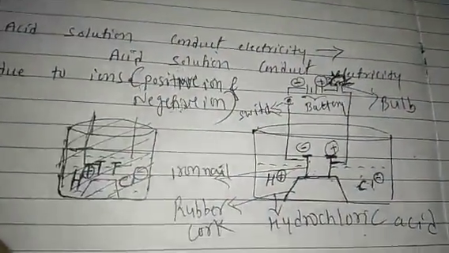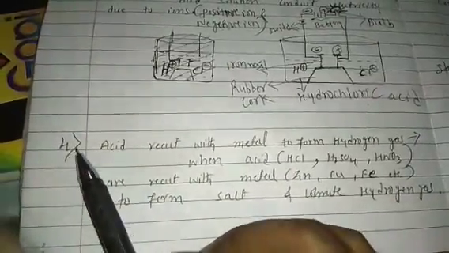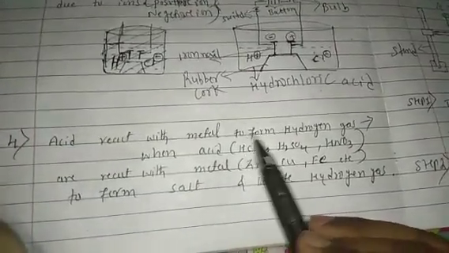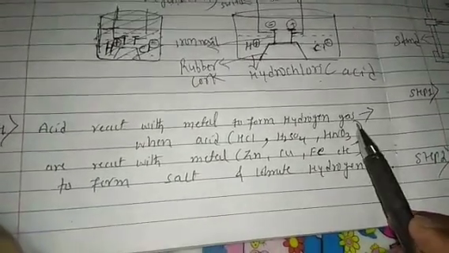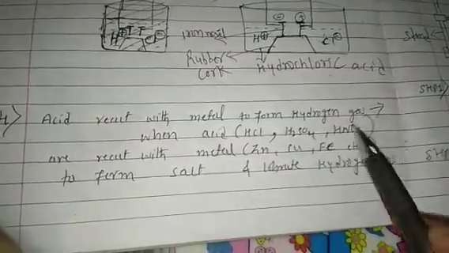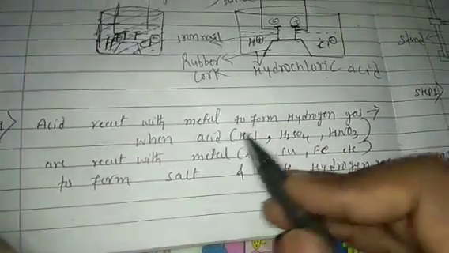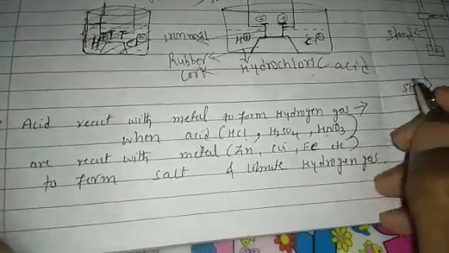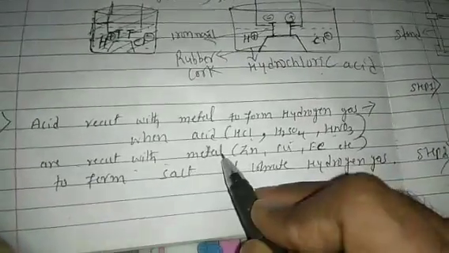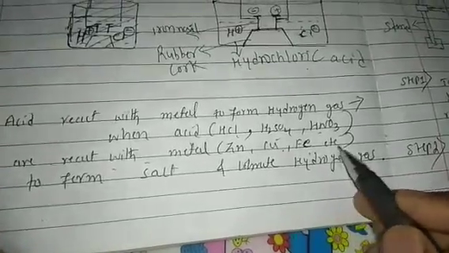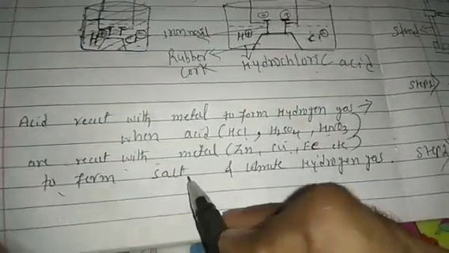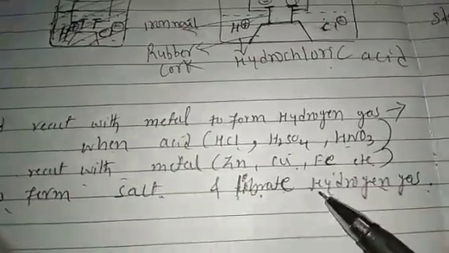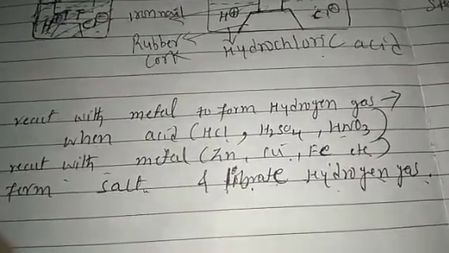Right, friends? So next is the fourth property: acid reacts with metal to form hydrogen gas. When an acid like HCl, H2SO4, HNO3, anyone, etc., reacts with a metal like zinc, copper, iron, etc., it forms a salt and liberates hydrogen gas. Right, friends?